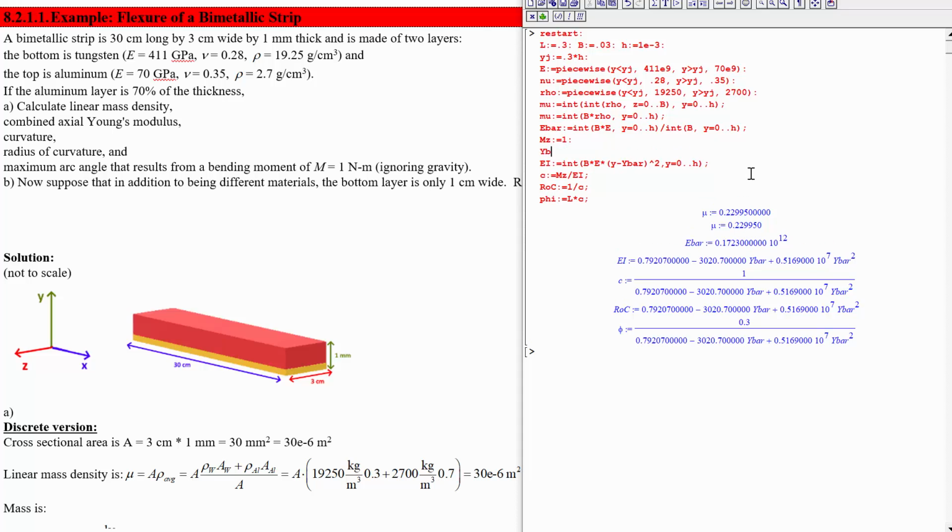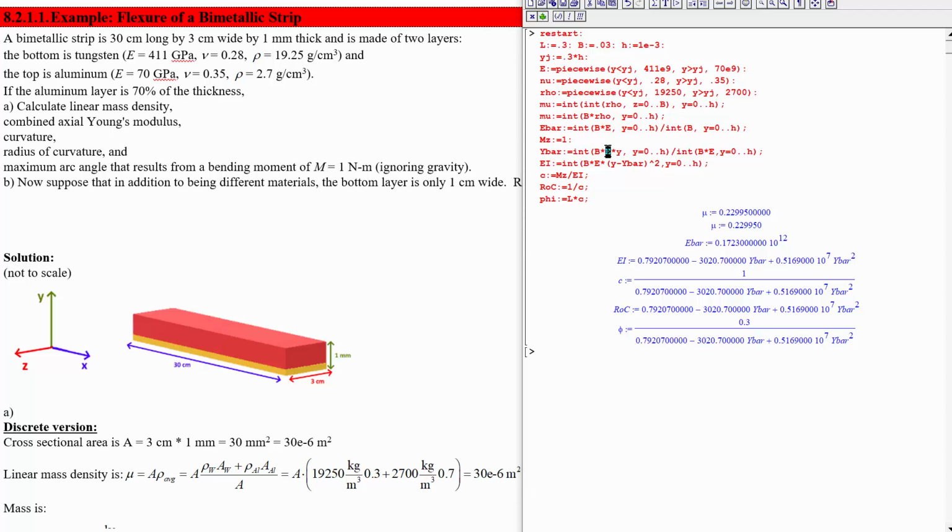So y bar is equal to the integral. It's actually kind of similar to this thing. It's the integral of B times E times Y from Y is 0 to H over the integral of B times E from Y is 0 to H. So what is this? It's an average Y position where we are weighting that average by the stiffness.